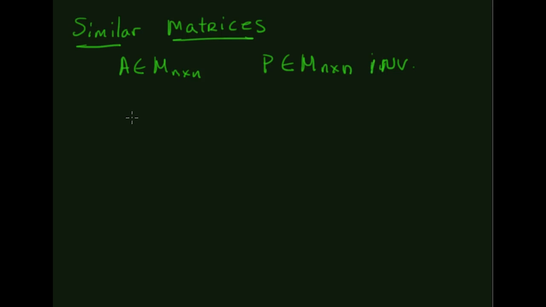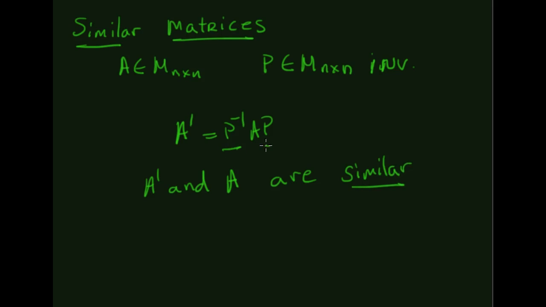Okay, so invertible, non-singular, right? And then what we do here is we say that A prime is equal to P inverse AP. If I can do this, then we say that A prime and A are similar. So if there is some matrix P that I can multiply one side by the inverse and the other side by P, then we say that A prime and A are similar, and we write that A prime is similar to A.